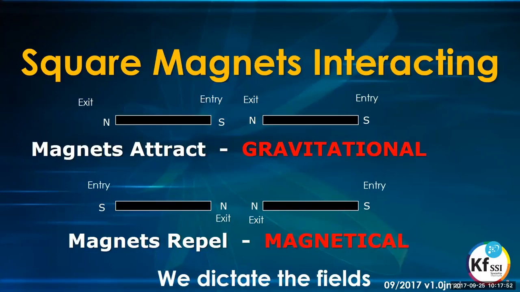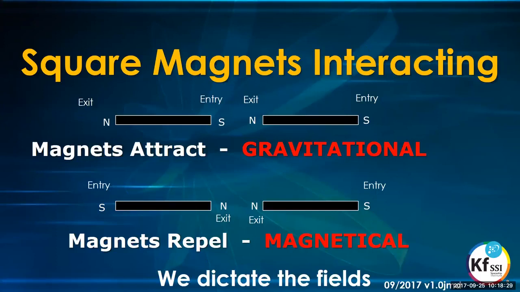We've all played with the square magnets our whole life, and it's a case of understanding the different terminology that we're going to be using. So when you have two square magnets where the fields have been dictated in those metal magnets, you'll have a north and a south, an entry point and an exit point. And so when you bring the north and south together, the magnets will attract each other. And that's what we would term as gravitational, because it's the pulling together.